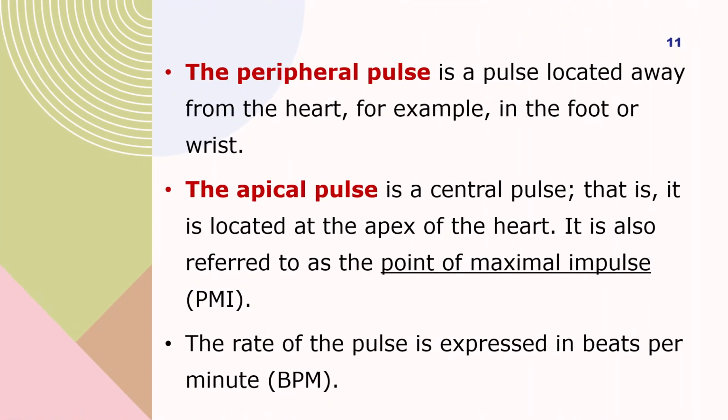We may classify pulses based on their location. First, the peripheral pulse is a pulse located away from the heart, for example, in the foot or in the hand. The apical pulse is the central pulse located at the heart's apex and is assessed using a stethoscope. The apical pulse is sometimes also called the point of maximal impulse. Peripheral pulses, such as the radial or dorsalis pedis pulses, are usually palpated using our fingers. We usually express pulse as beats per minute.